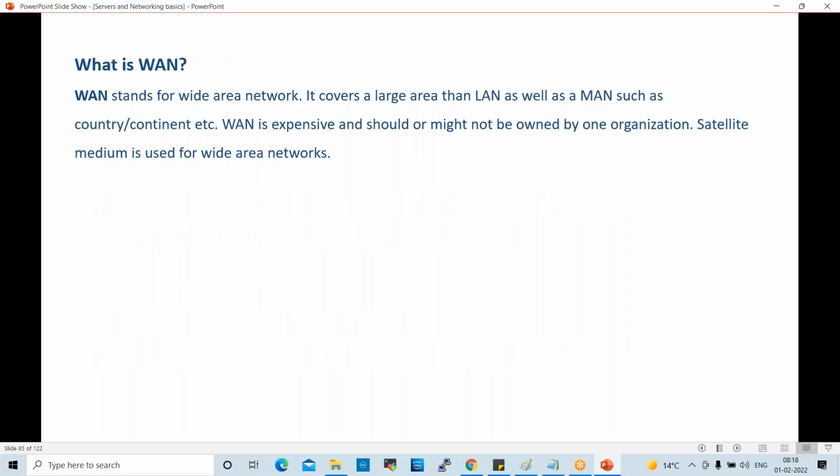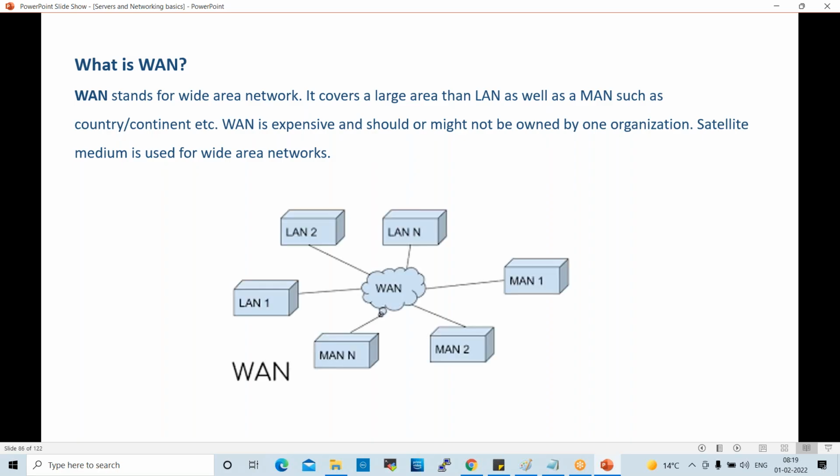Next one is WAN, wide area network. WAN stands for wide area network. It covers a larger area than LAN as well as MAN, such as a country and continent, etc. WAN is expensive and might not be owned by one organization. These WAN connectivities are a bit costlier because they go country to country, or country to continent. Normally in this network we use satellite as the medium. So this is a wide area network.